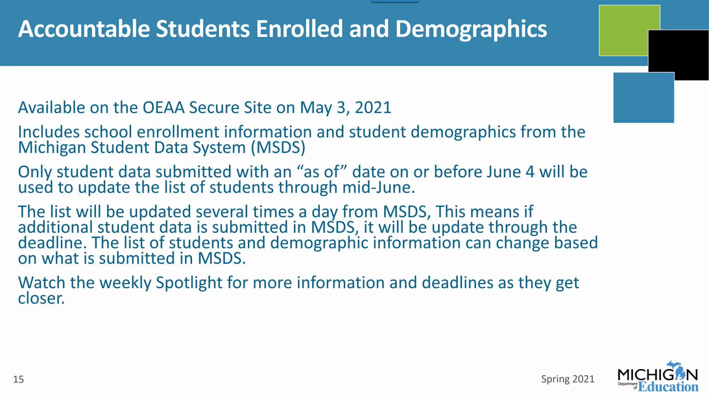While schools can continue to update MSDS through mid-June, OEAA will only use student data with an as-of date on or before June 4th. That means that the data that is available on June 4th will be the data used in the accountability calculations. Make sure it's correct. In order to fix any errors, you need to correct the data in MSDS. Your school or district will have an authorized user for MSDS who can access the system to update the data. Work with whomever this person is to make sure that your information is correct on time.